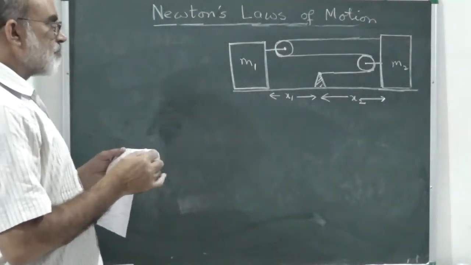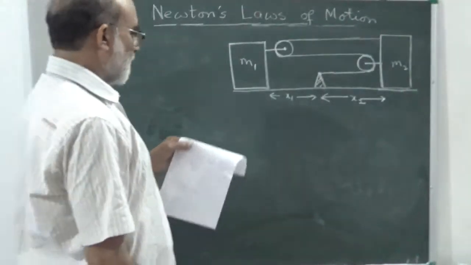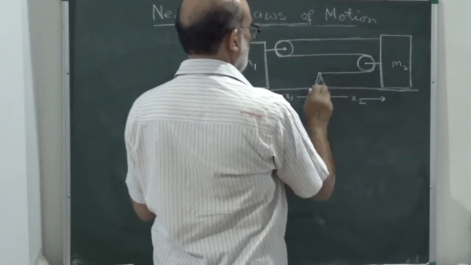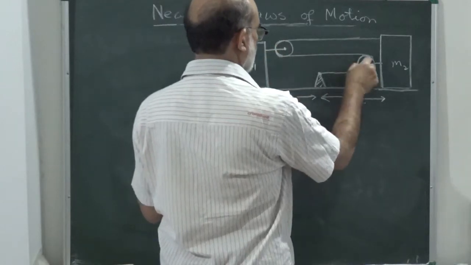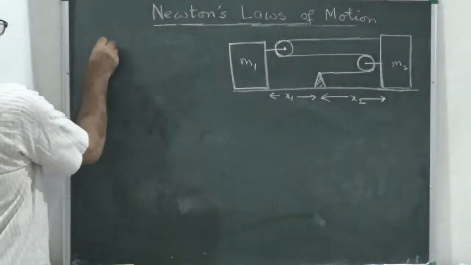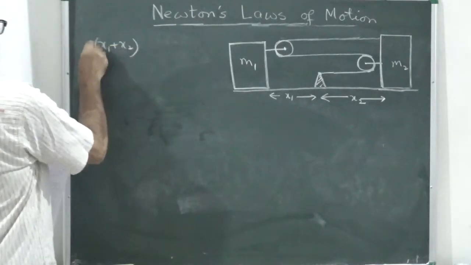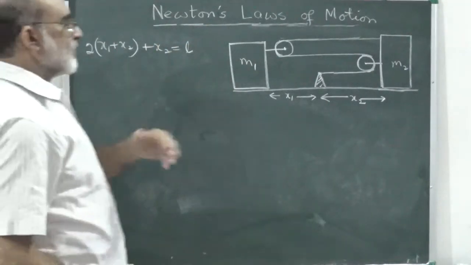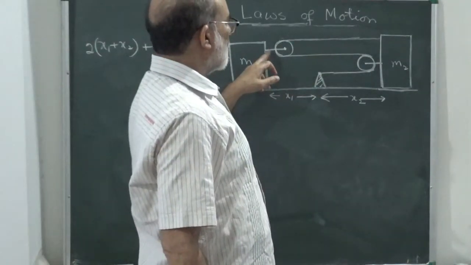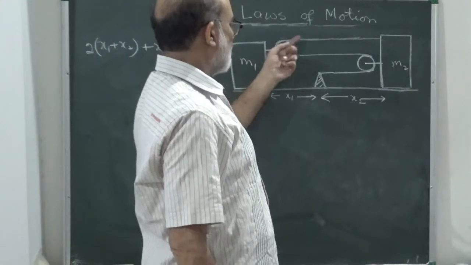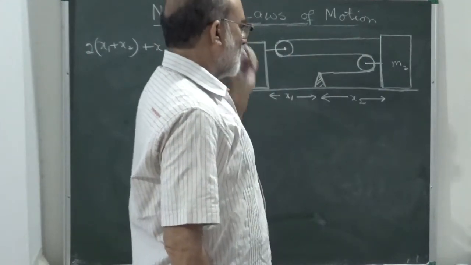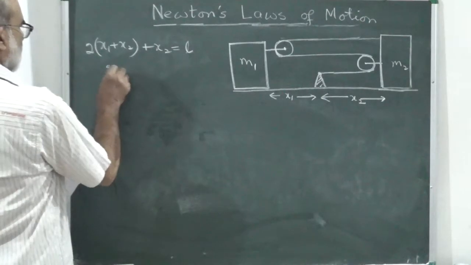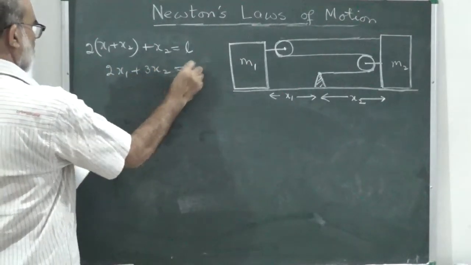So this is x1 plus x2, this again x1 plus x2, and this is x2. So the total length of the string is x1 plus x2 plus x1 plus x2 plus x2. So 2 times x1 plus x2, plus x2, is equal to the total length of the string. So this is the fixed length. And again differentiate it, so it is 2x1 plus 3x2 is 0.